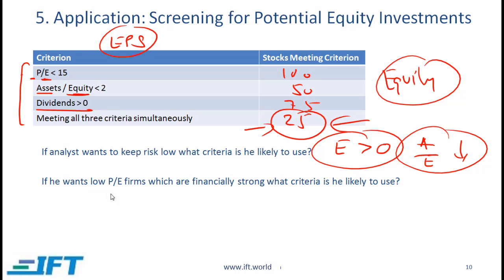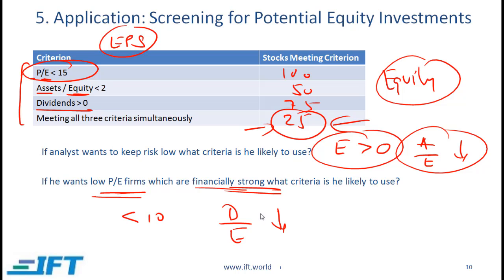If the analyst wants low PE firms, then obviously he should have this criteria, maybe less than 10, which are financially strong. When we say financially strong, what we generally mean is low level of debt relative to equity. So we might say that the debt to equity ratio needs to be quite low. We might give a criteria such as debt to equity must be lower than 0.2.